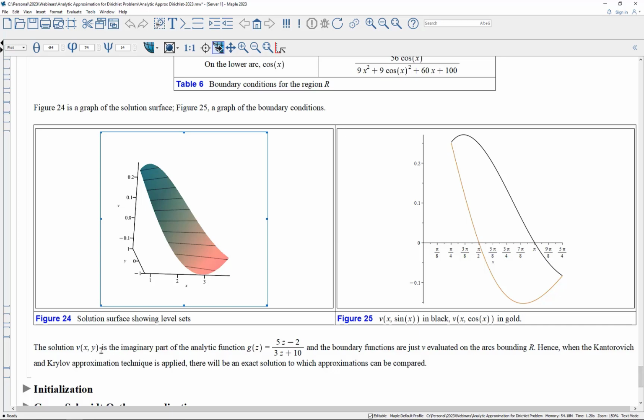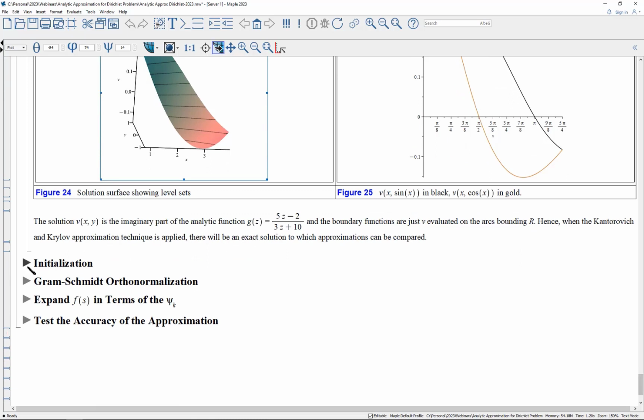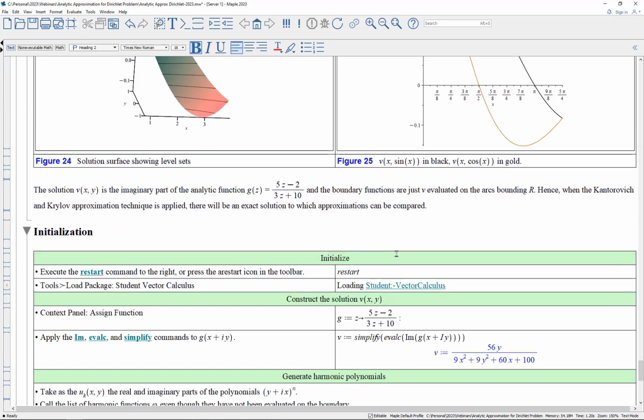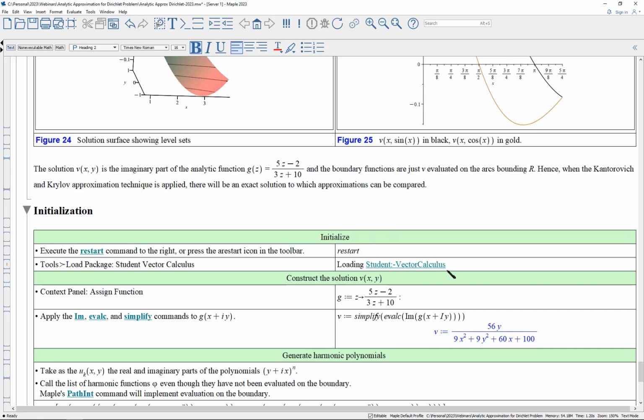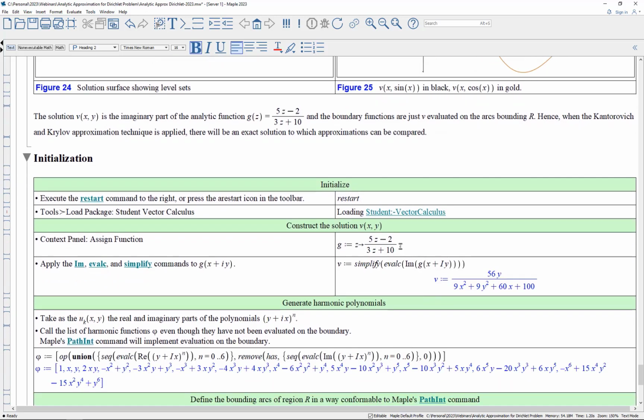Same strategy here. V is the imaginary part of this function g, a linear fractional transformation. I've got something I can compare against. In order to generate the approximation, we'll begin from the beginning: initialize again, restart, bring in the student vector calculus package, define the function g, and take the imaginary part of g of x plus iy. You need an evalc on here because of the parameters x and y. Hit it with a simplify. That's how we get v.